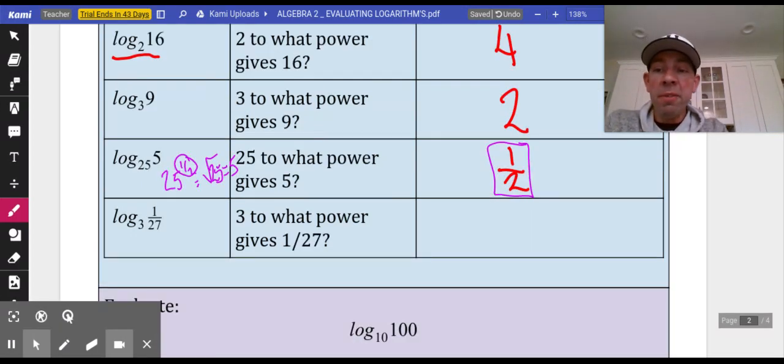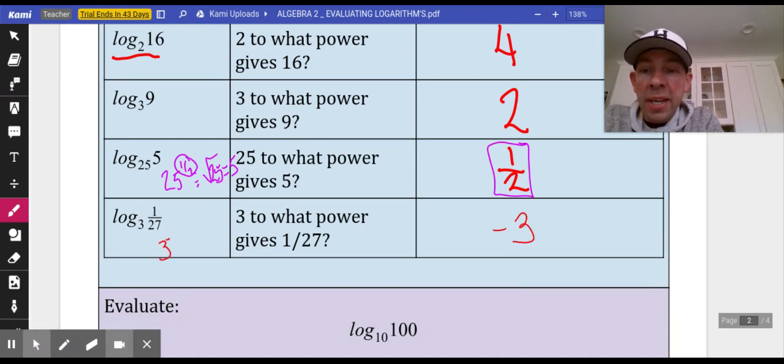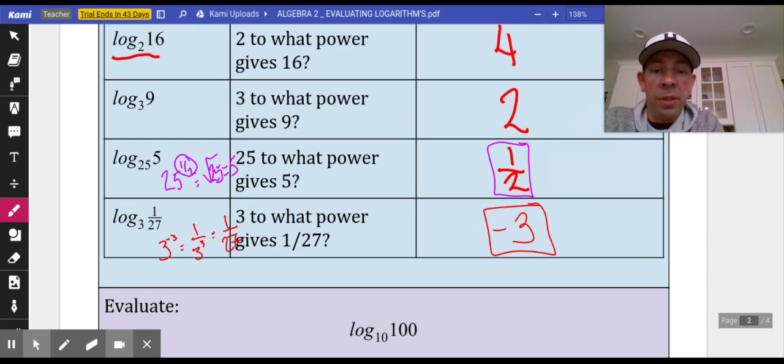And here's one of my favorite ones, log base 3 of 1/27th. So we're thinking, 3 to what power gives me 1 over 27? The answer is going to be -3. So if you're thinking to yourself, 3 to the -3, well, that's really just 1 over 3 cubed, which is where that 1 over 27 comes from. So -3 works really, really nice.